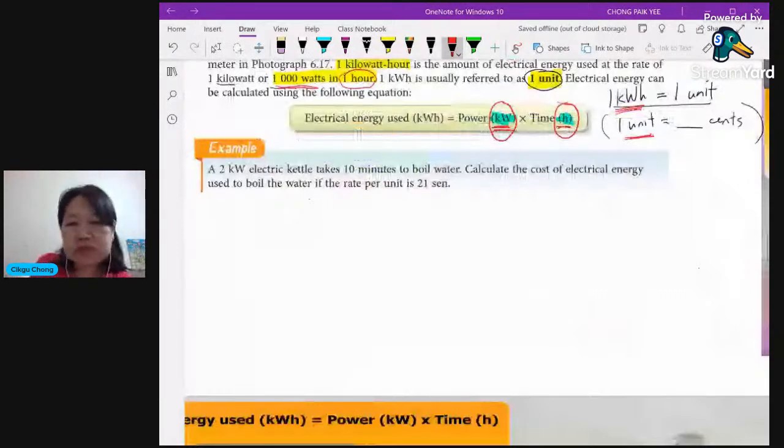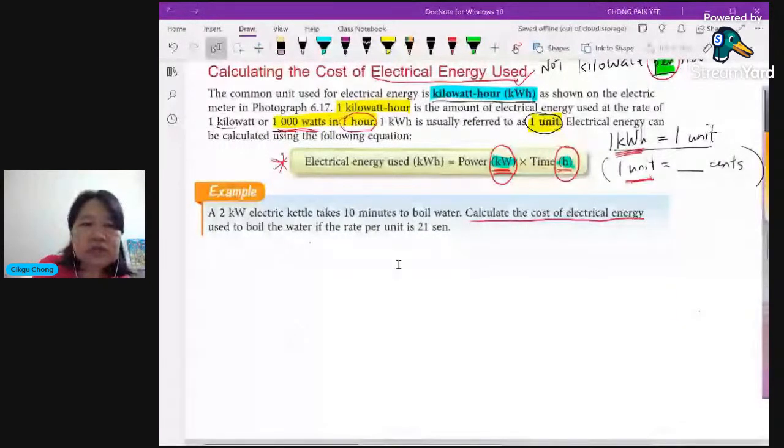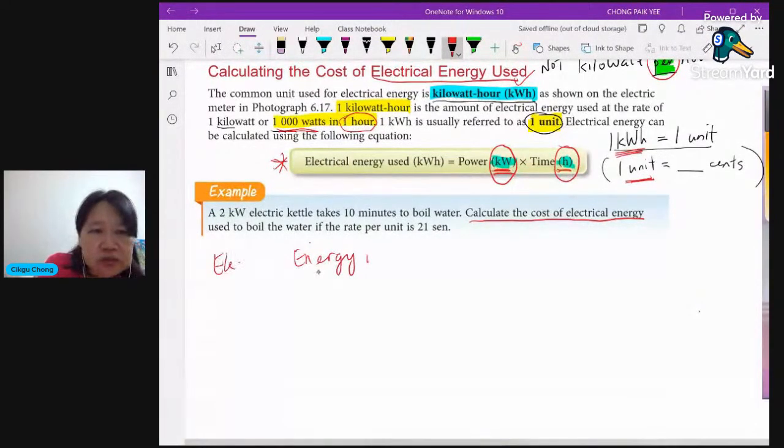The first thing you need to do is calculate the cost of electrical energy using this formula. And after that, only count the cost times the cents. Okay, now let's see. Write the answer, write the formula. If you don't know how to do it, never mind. Just look here. Let electrical energy use. Write the formula, then only think how to use it.